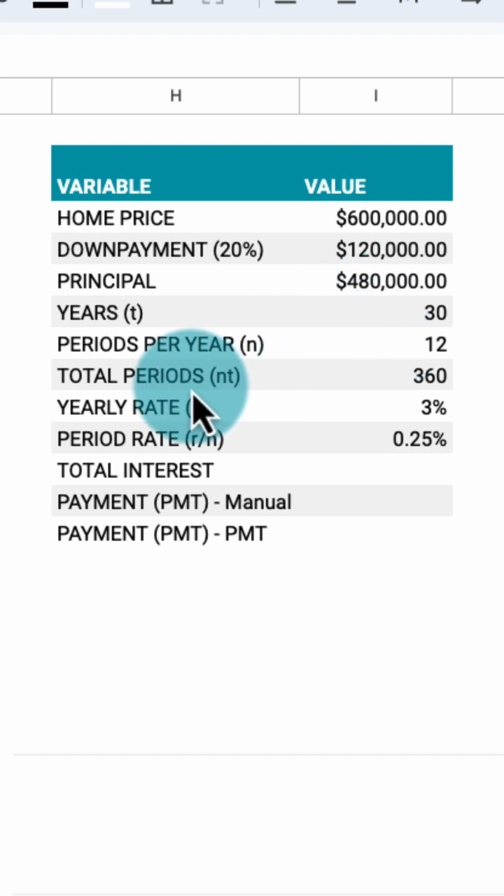So the periods per year are 12. And the total periods is 360, which is 12 months times 30 years. The yearly rate is fixed at 3%. So the period rate is that 3% divided by the 12 months, which gives us 0.25% per month.